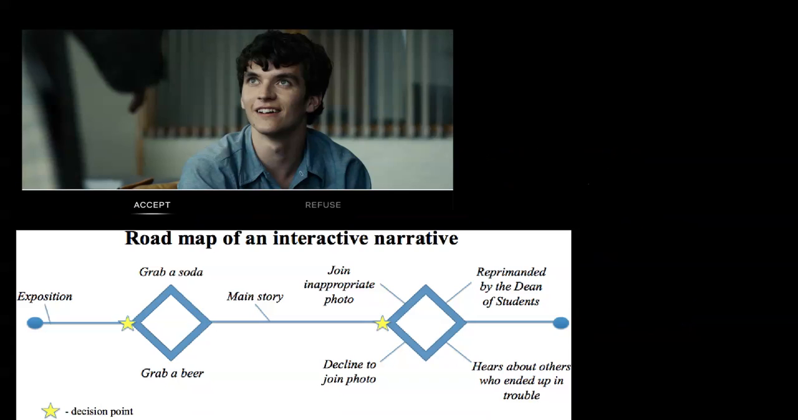So whether they grab a soda or grab a beer, and then there's the main story. The main story says join the inappropriate photo or decline it. And then you see what happens. Let's say I declined that. Then here's about others who ended up in trouble. So that's what happens if you decline it. If I decide to decline, I hear about people getting into trouble, or join the inappropriate photo and get reprimanded by the dean of students.